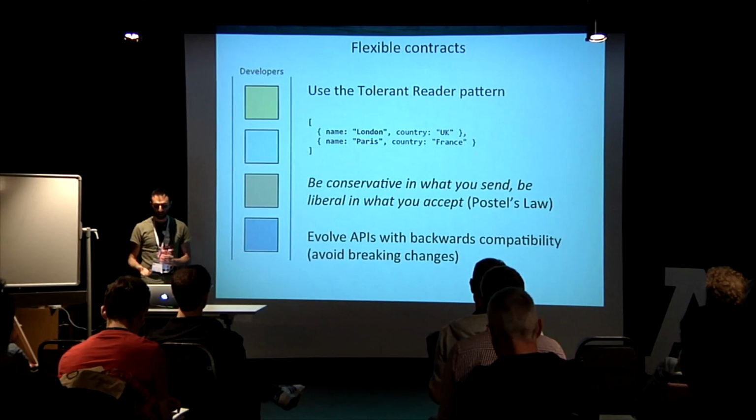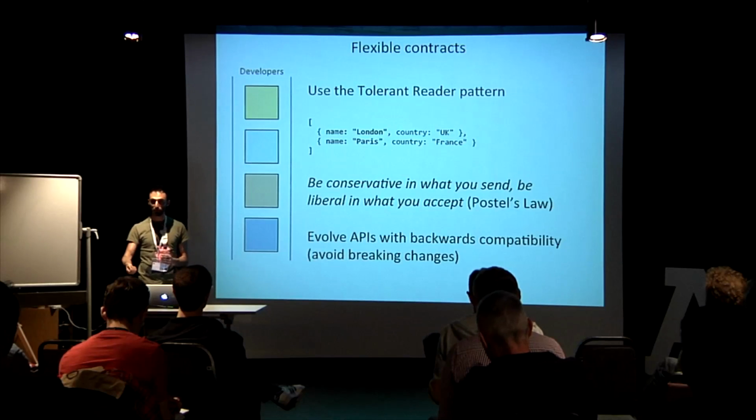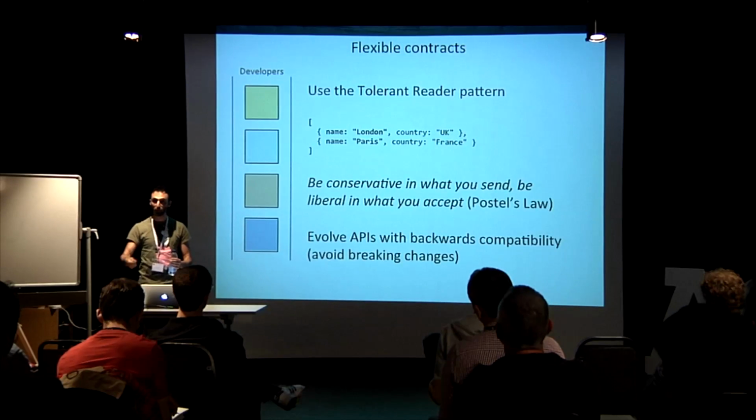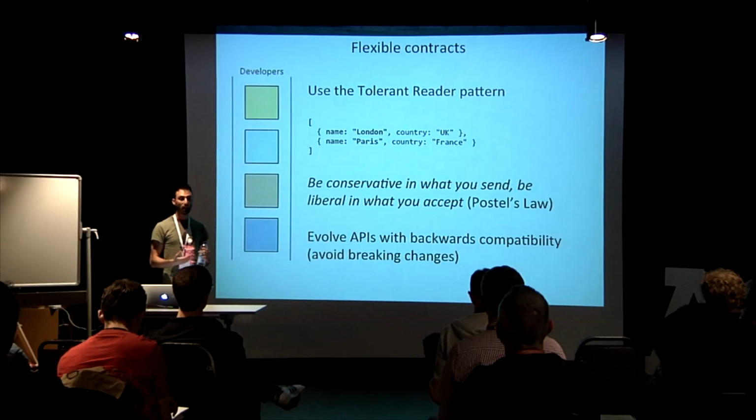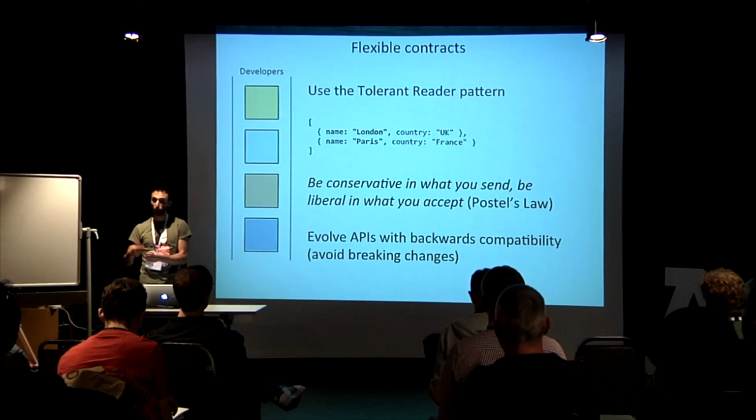And thirdly, if you're a provider, think about evolving your APIs with backwards compatibility. So not requiring your consumers to essentially release at the same time as you, but actually giving some flexibility in terms of the responses so that they don't need to migrate as quickly as you're changing your API.